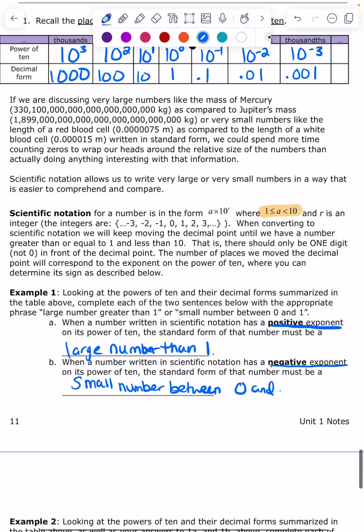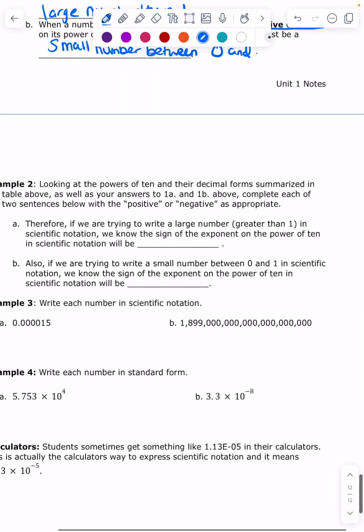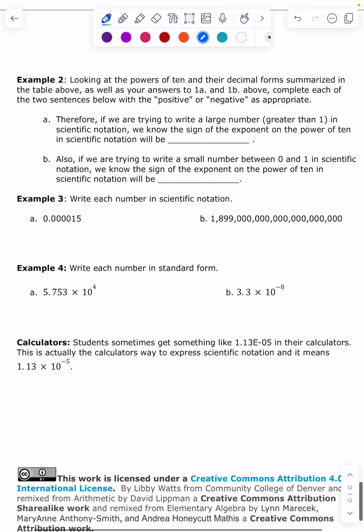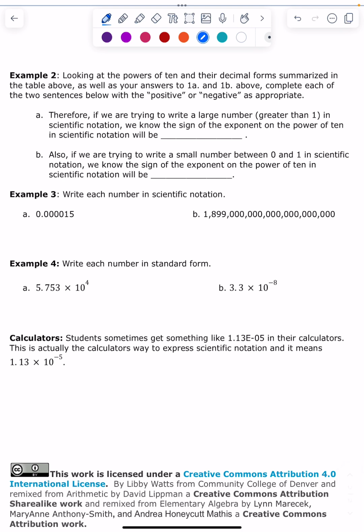Okay. Example 2. Looking at powers of 10 in their decimal form summarized in the table above, as well as your answers to 1A and 1B above, complete each of the 2 sentences below with the positive or negative as appropriate. So therefore, if we're trying to write a large number greater than 1 in scientific notation, we know the sign of the exponent on the power of 10 in scientific notation will be positive.